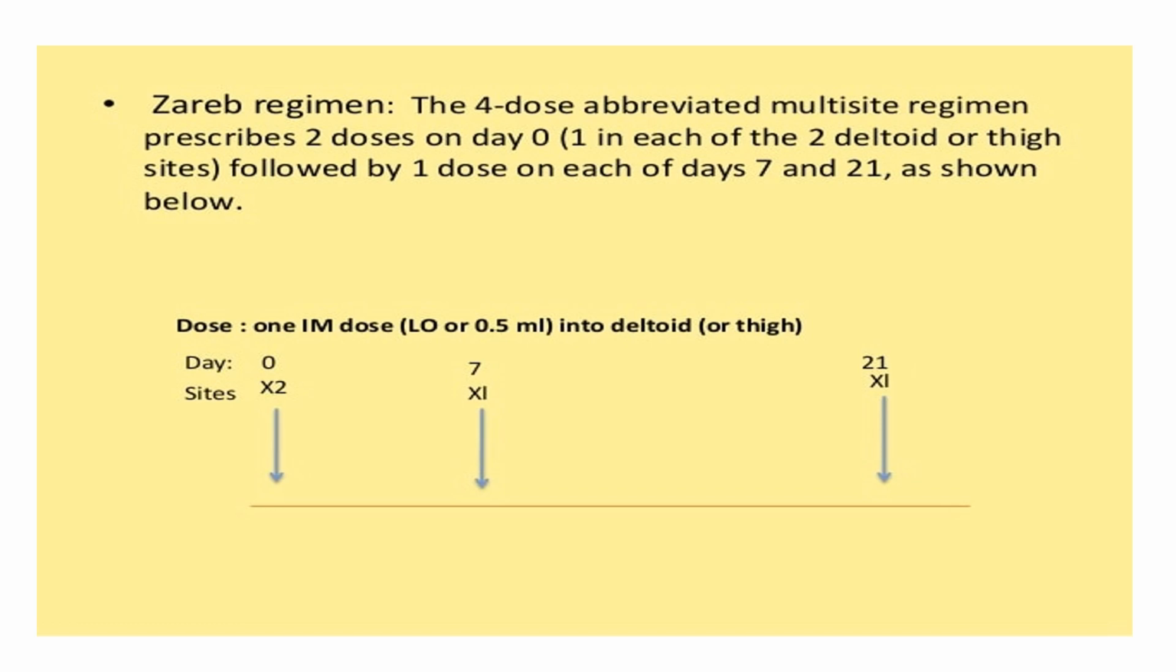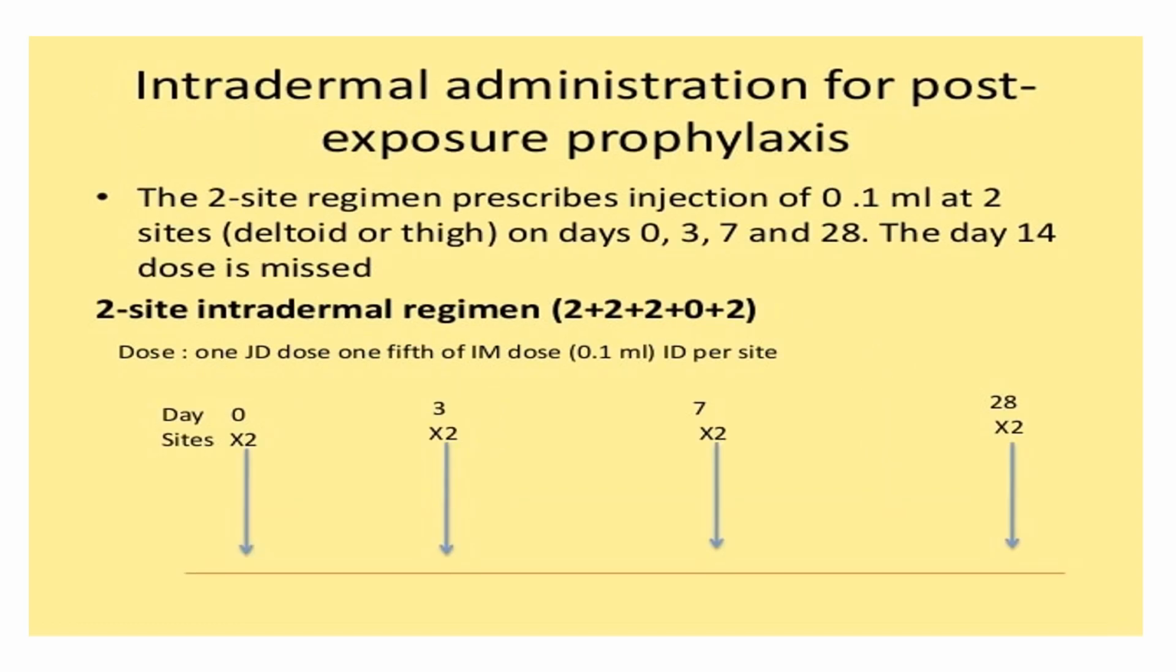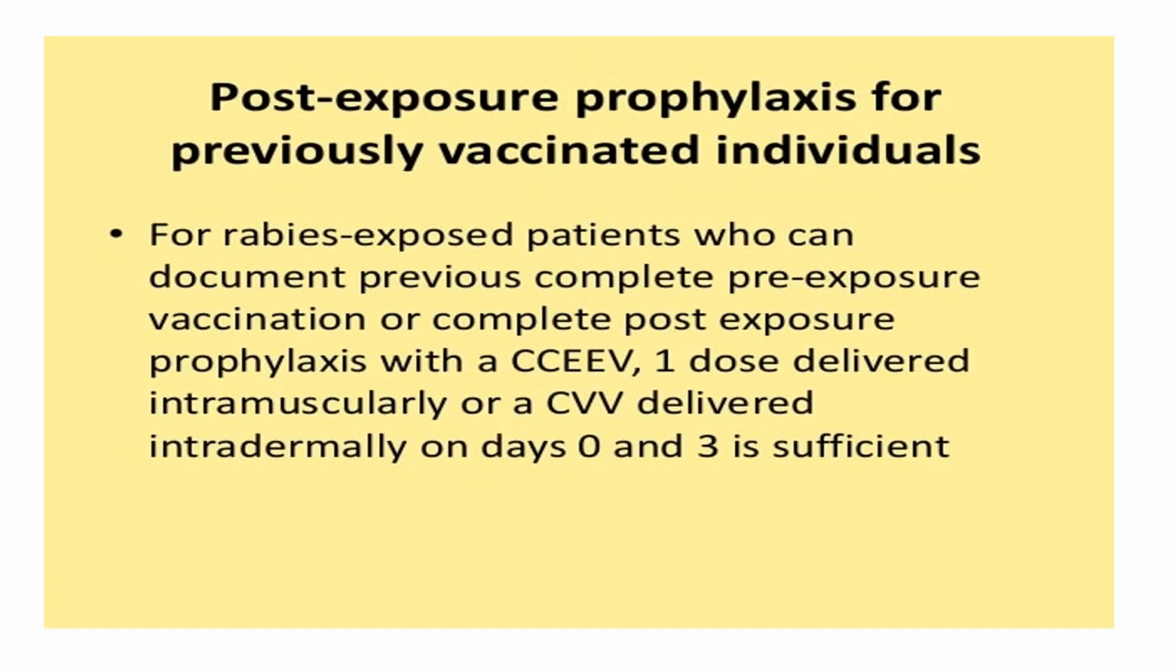It is actually a 4-dose abbreviated multi-site regime which prescribes 2 doses on day 0, 1 in each side of the deltoid or thigh sides, followed by 1 dose on each of days 7 and 21 as shown in the diagram. If it is given intradermal, the dosage is obviously much less, actually 1/5 of the intramuscular dose, that is 0.1 ml per site, and the 2-site regime prescribes injection of 0.1 ml at 2 sides, either deltoid or the anterolateral part of the thigh on days 0, 3, 7 and 28. Here the day 14 dose is not given.